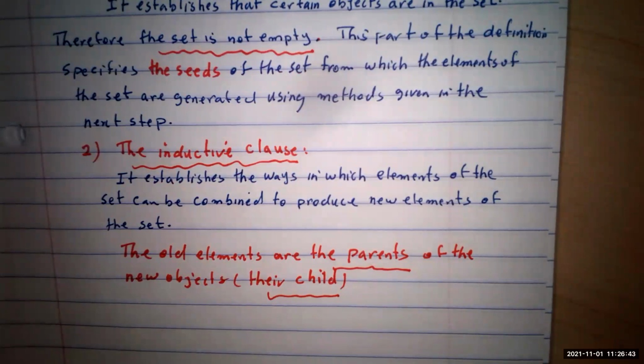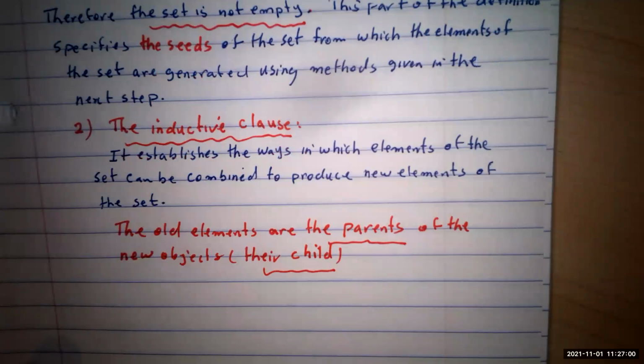Okay, so we start with the seeds. Seeds produce new elements. So the old elements are going to be the parents, the new ones are going to be the children. The children become the parents again, produce the children, and you can keep going on forever. Okay, any question? But we have to stop somewhere.